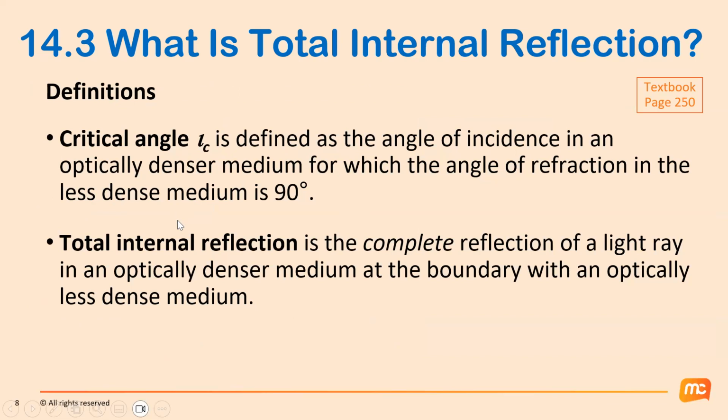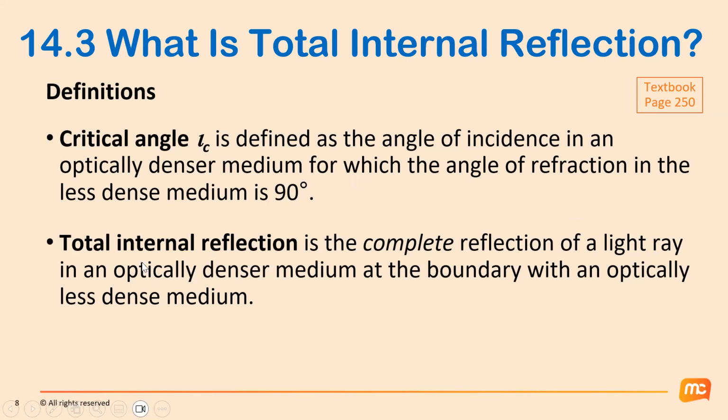Take note, for TIR to take place, in short, total internal reflection, we call it TIR, the light must be bending away from the normal. So it must be going from optically denser to optically less dense medium. So the angle of incidence is always the one in the denser medium. Angle of refraction will always be the one in the less dense medium.